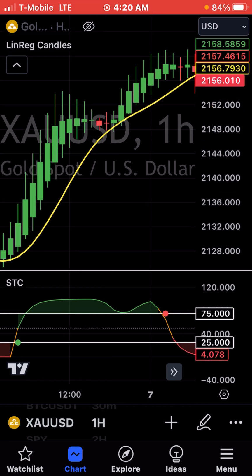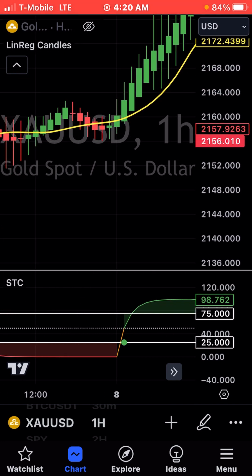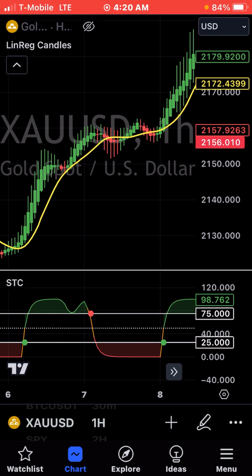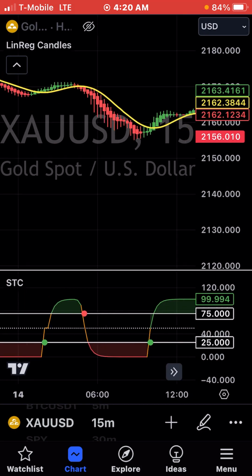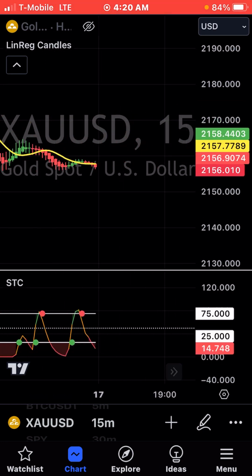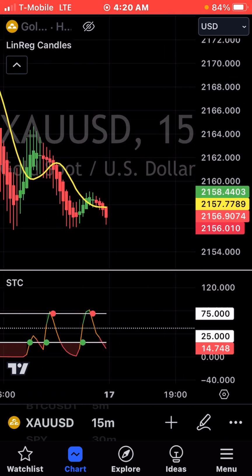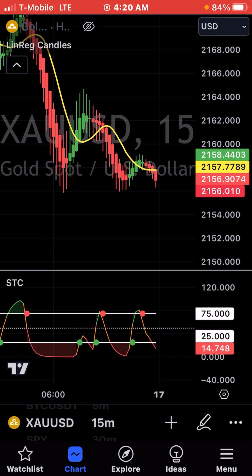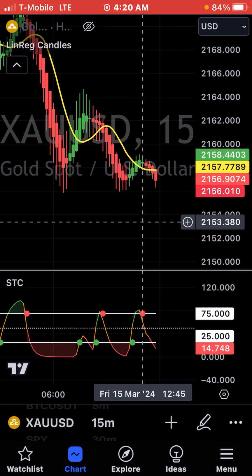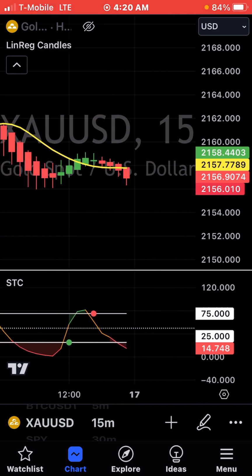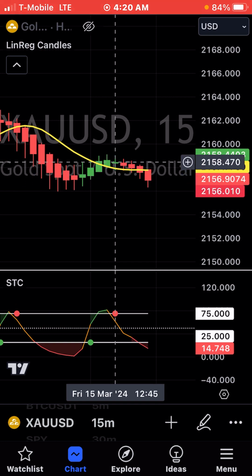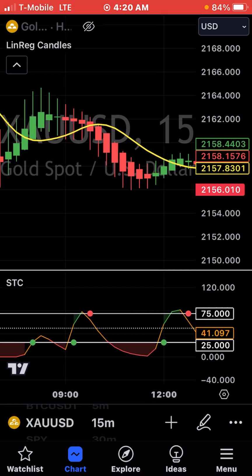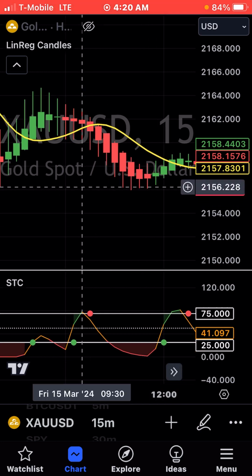Now, we've done this on the hour here, and I prefer doing this strategy on the hour, but let's real quickly look at a shorter time frame. Let's look at a 15-minute to see how this would work on a 15-minute. If you do it on a 15-minute, you're going to have to be more observant to the chart. Okay, so it crosses down on the STC right here, but it's not crossing down on the linear line, so that's not a good trade. It's not really crossing down here.